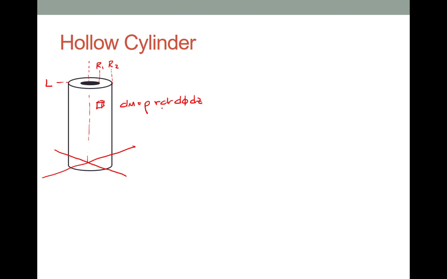So as a reminder, rho is a density. Because we're going to assume a uniform cylinder, that density will be the mass divided by the volume. But we know what the volume of a cylinder is. That's going to be the mass divided by the area of the bottom, so pi times R2 squared minus R1 squared, times the height, L.